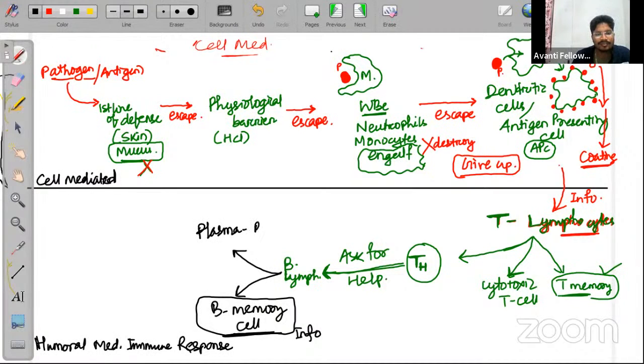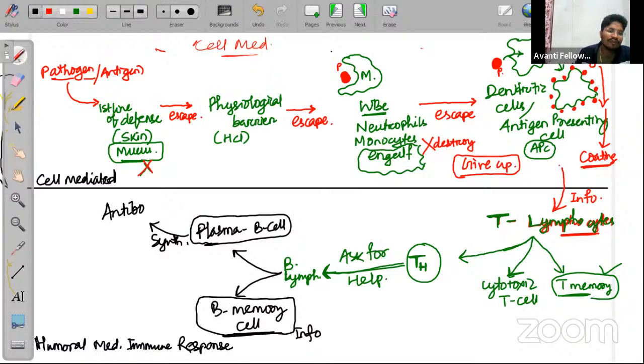This particular plasma B cell is going to synthesize some weapon, and that weapon is called your antibody. And the weapon will be very much specific.